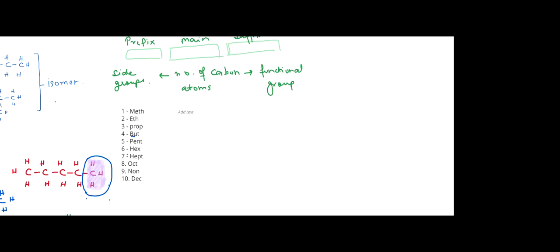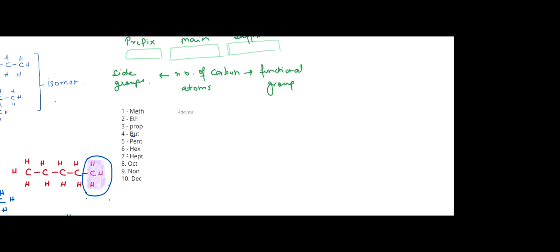When we talk about alcohols, they have an OH group. So attached to the carbon atom, you will see that it has the OH group, right? If it has an OH group, then what is the functional group? What is the category? It is an alcohol. For alcohol, the suffix is ol.